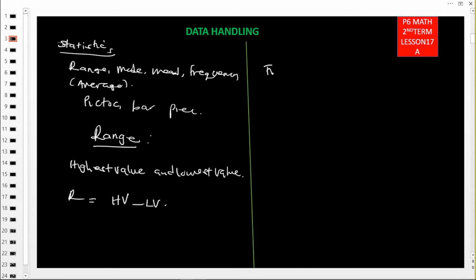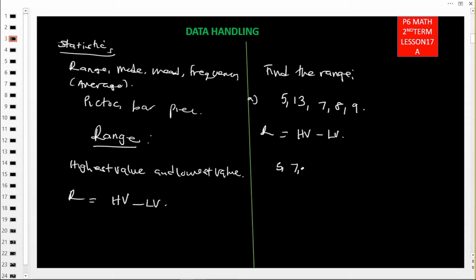Find the range. So we have to find the range 1, part A, the range of 5, 13, 7, 8, and 9. Remember, we said the range is obtained by getting the highest value minus the lowest value. So we are going to arrange our numbers from the smallest to the biggest. The smallest is a 5, then from a 5 we go to a 7, then 7, 8, we have 9 and 13. So this is the lowest, this one is the highest. Therefore, range is going to be obtained as 13 minus 5. Then the answer becomes 8.